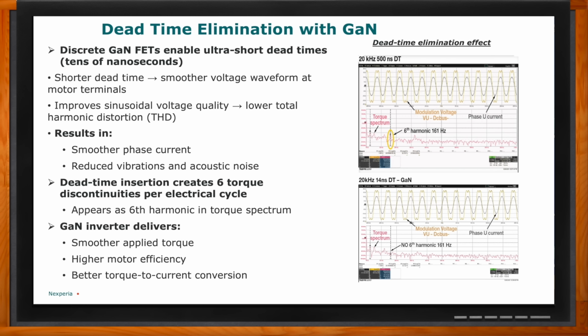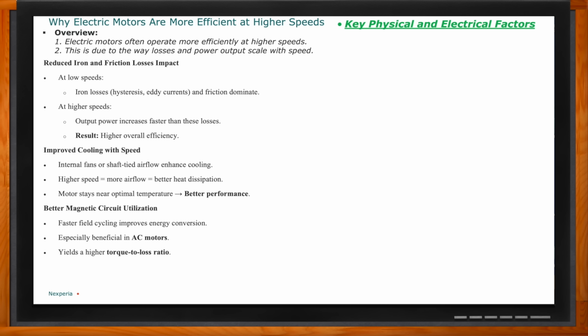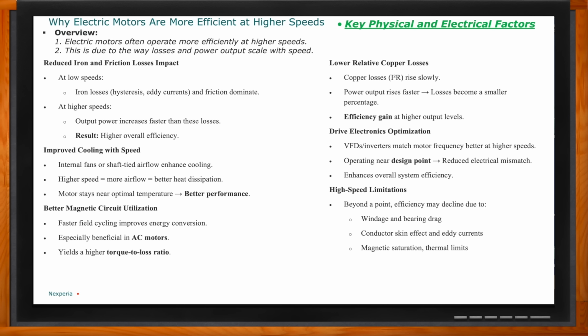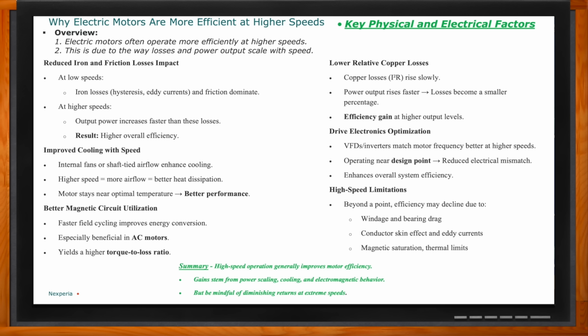Art, explain to me about why electric motors are more efficient at higher speeds. Primarily, the way losses and power output scale with speed. The problem with the higher speed electric motor is that you actually get less torque out of it. But with GaN, we actually increased the torque range, even at the higher speed. It depends on physical and electrical factors of the motor itself, because it's still a mechanical device, and it has to operate in certain conditions because of the designers, like I mentioned earlier, the windings, the size of the wire, the magnets inside.